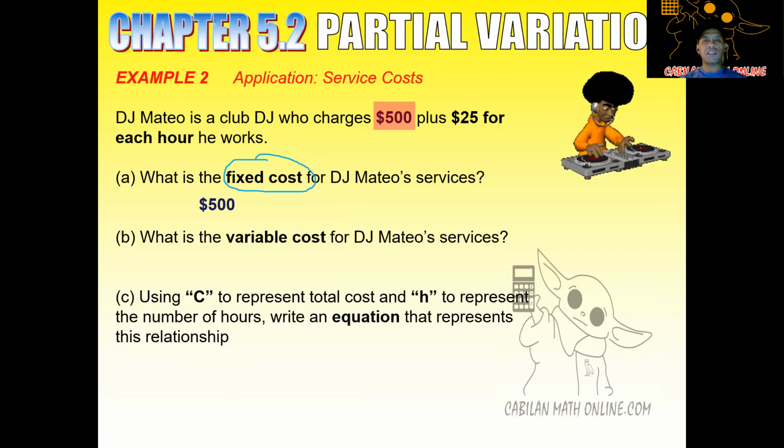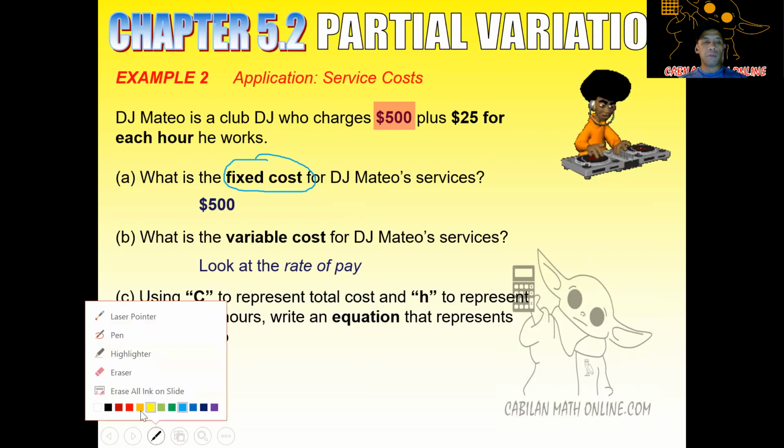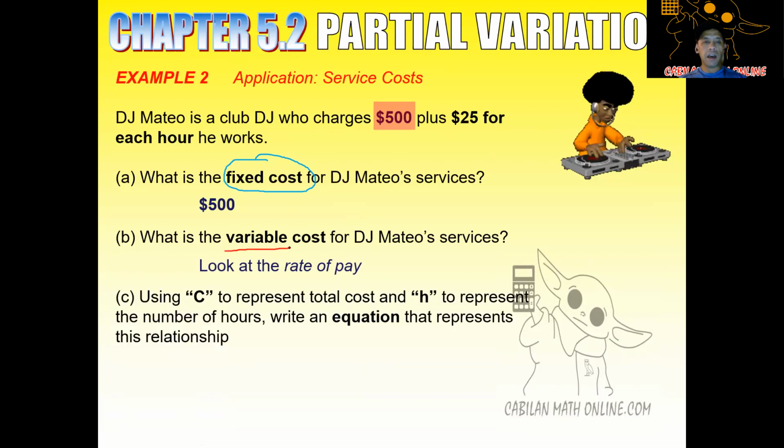So what this means here is that it doesn't matter if DJ Mateo works 1 hour or 100 hours, he gets that $500 up front. All right, so next part, for part B, we're going to look at the variable cost here. Now, the key thing that you have to understand about variable, the root word in variable is vary, which means it changes.